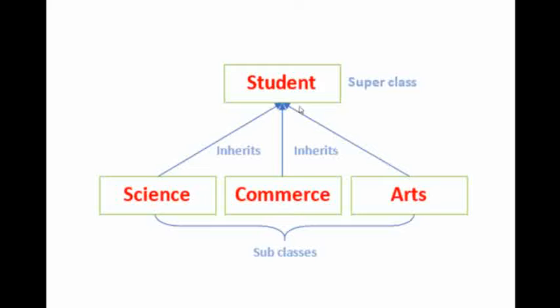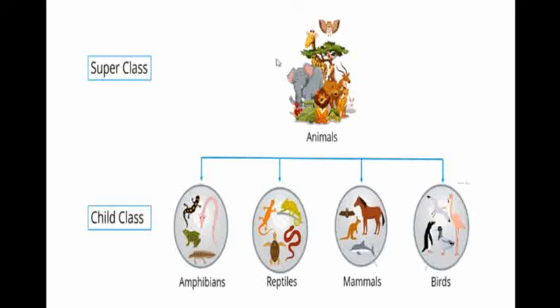Okay, now this is a parent class, which can also be called a superclass, and this is called a child class or a subclass. This is also called the base class and this is a derived class. So these are all derived classes and this is the base class. Now this is another example. These are all animals. Under it come amphibians, reptiles, mammals, birds. So this is the superclass animal and the child classes are all these.